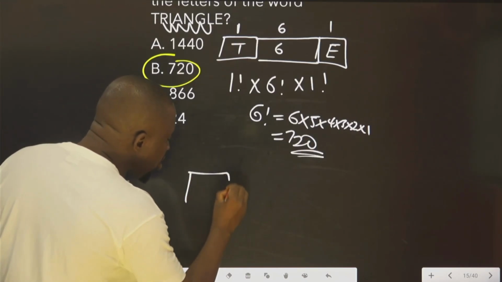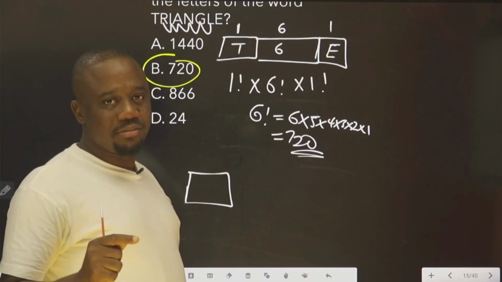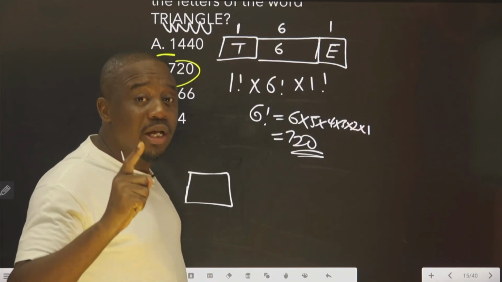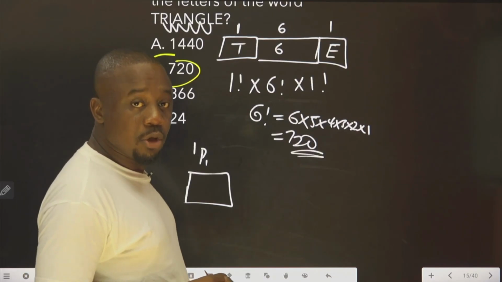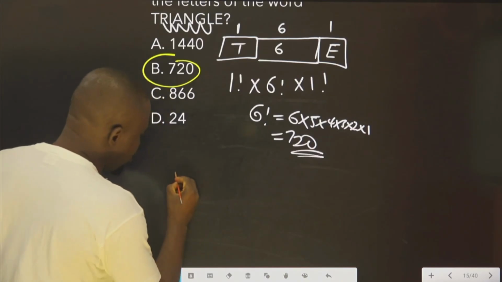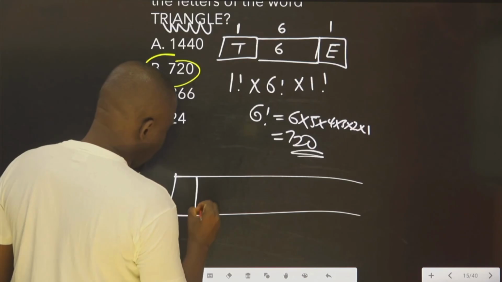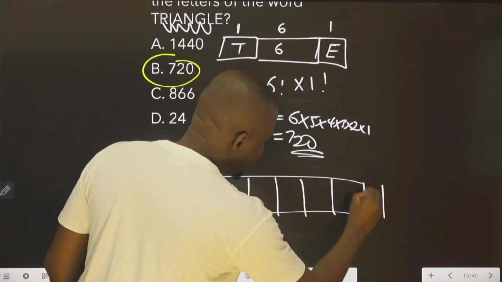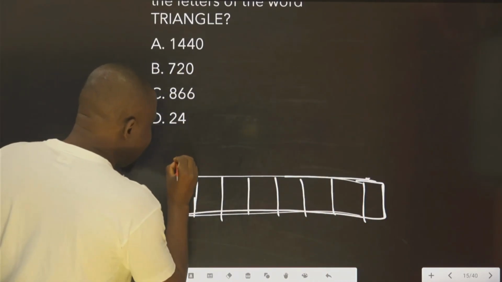The first position, you agree with me, is only T that can occupy it. That is, how many letters are competing for this position? Only 1. How many position 1? That is 1 permutation 1. Okay? For the last position, let's just do everything together. That's to say, all together, there are 8 in number. 1, 2, 3, 4, 5, 6, 7, 8. Okay? 8 altogether.